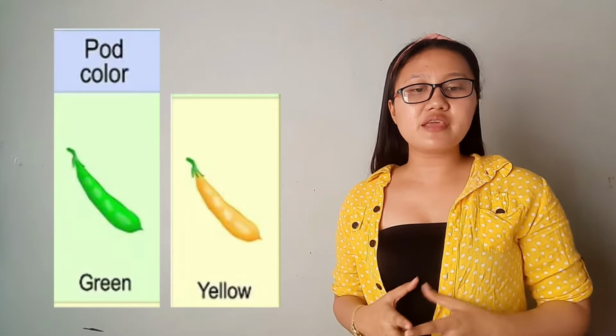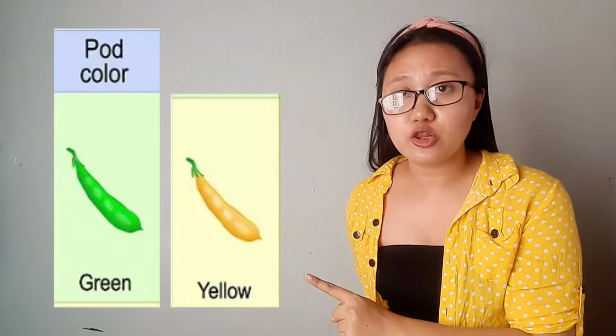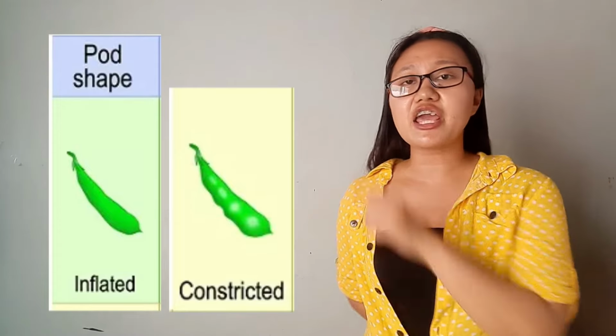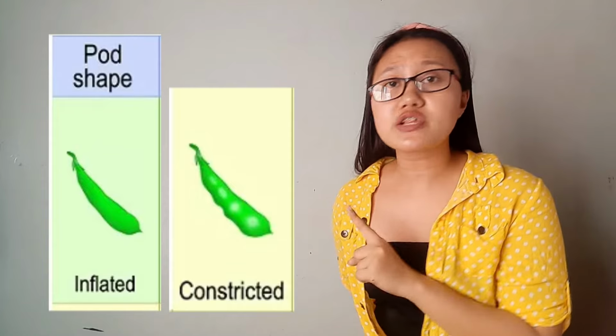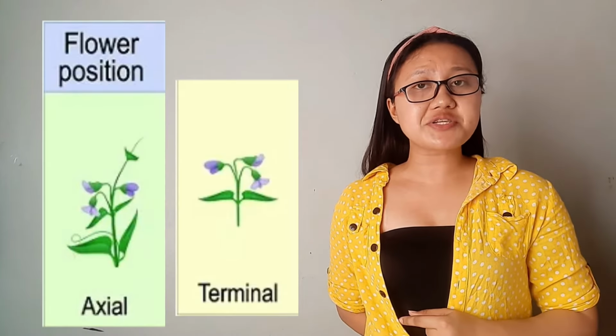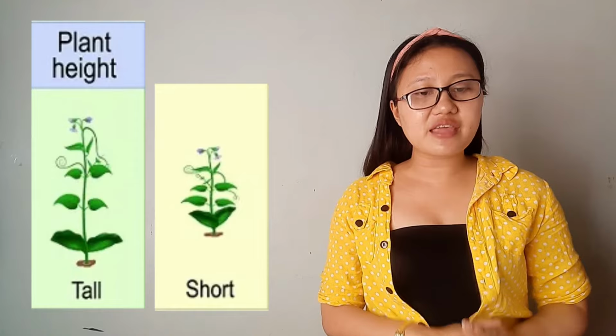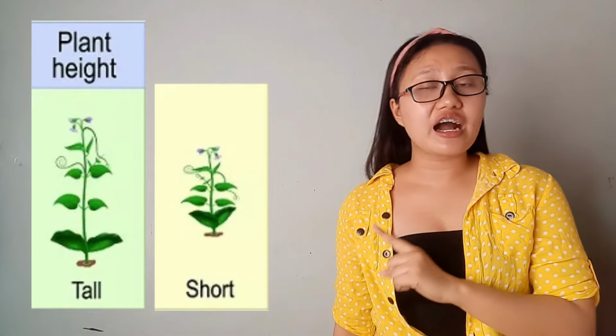And pagdating naman sa pod color, ginamit niya rin ang green at saka ang yellow. And then for the pod shape, ginamit naman niya ang inflated at saka ang constricted. And for the flower position, he made use of axial at saka naman ang terminal. And for the height, ginamit niya ang tall at saka ang short.